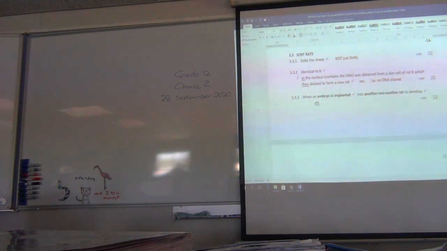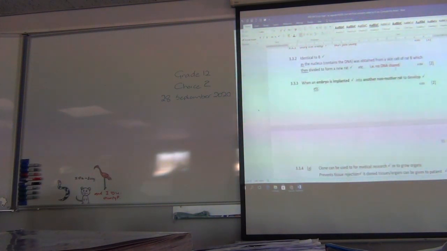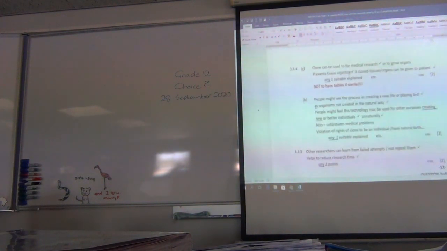Okay, so this was Dolly the sheep, apparently not just Dolly. To which rat would the baby rat be identical? B. Because the nucleus which contains the DNA was obtained from the skin cell of rat B, which then divided to form a new rat. Please note there was no DNA shared. 3.3.3, why the rat at C is said to be a surrogate: because the embryo is implanted into another non-mother rat to develop. Okay.